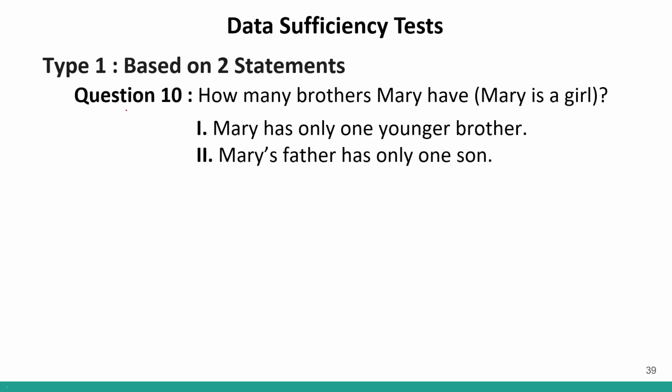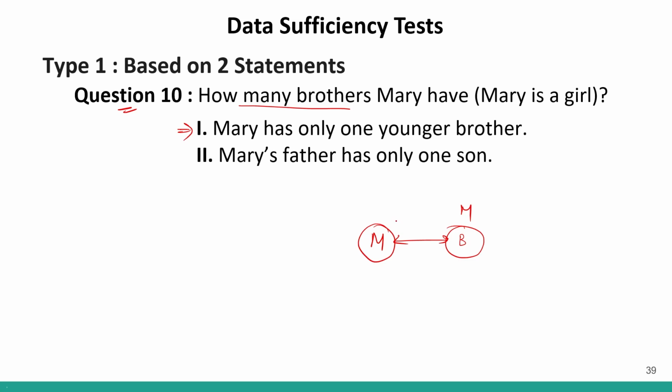Okay, let us look at question number 10. Question number 10 says, how many brothers does Mary have? Mary is a girl. It is given to us that Mary is a girl. So we have to find the number of brothers that Mary has. According to statement 1, Mary has only one younger brother. That means Mary has only one younger brother. Correct? This is a male.